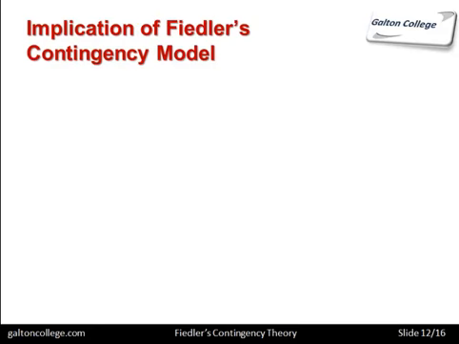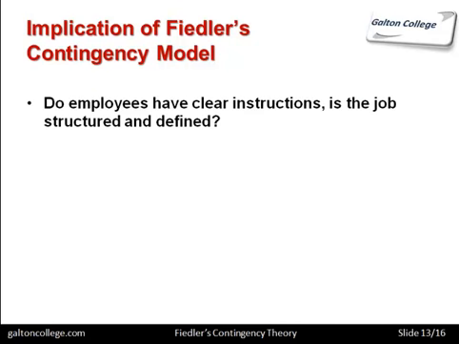Now, the implications of Fiedler's contingency model. Well, do employees have clear instructions? Is the job structured and defined? That's very important. If the model is to be believed, that leaders within industry emerge, then have the leaders got the capacity to give clear instructions to the employees and define the job very precisely, so that there's no ambiguity on the part of the employees regarding the tasks that's expected of them.